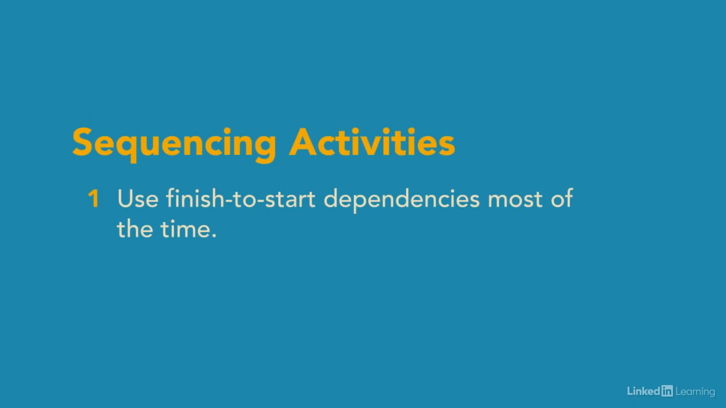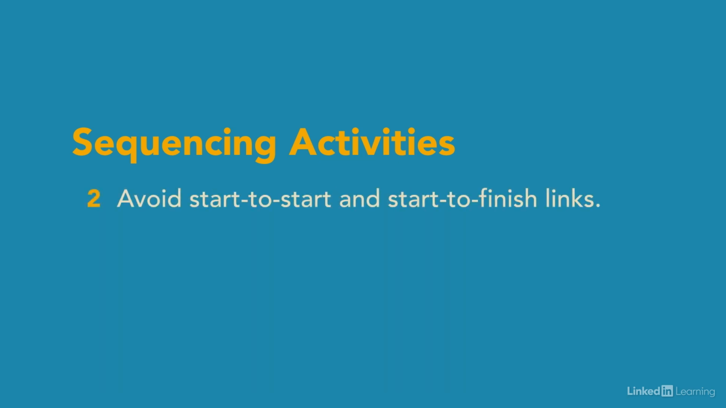First, use finish-to-start dependencies between most activities. Second, avoid start-to-start links unless they are truly needed. In most cases, finish-to-finish links work well without the side effects that can arise with start-to-start. Start-to-finish links are rare and confusing. Avoid them unless they are really necessary.